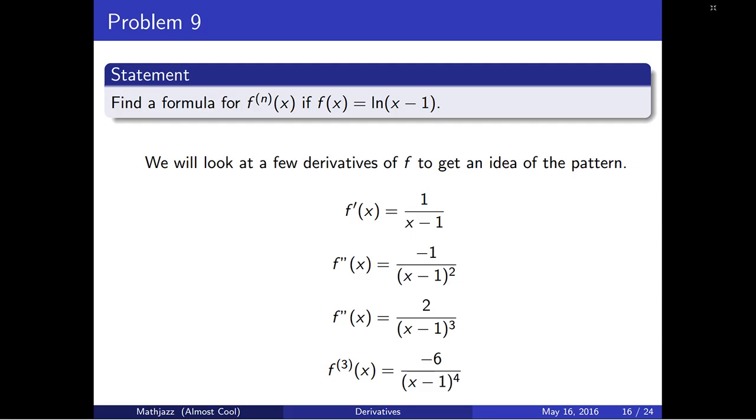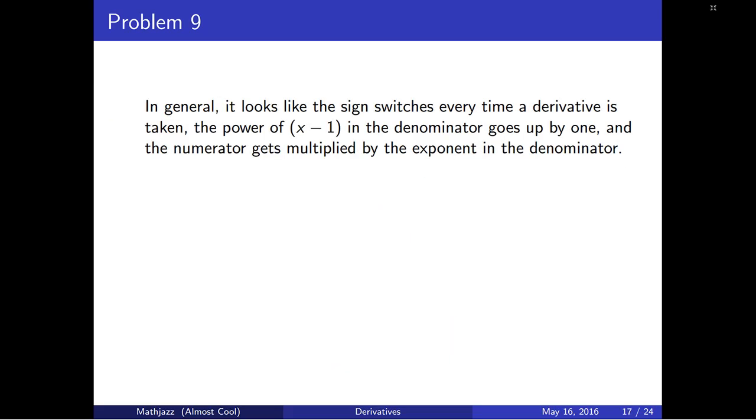Pause the video. Okay, now that you're done pausing the video, what looks to me is that every derivative I take switches the sign of the derivative. The power of the denominator goes up by 1, and the numerator gets multiplied by the exponent in the denominator. So going from the second to the third derivative means multiplying by 2 in the numerator.